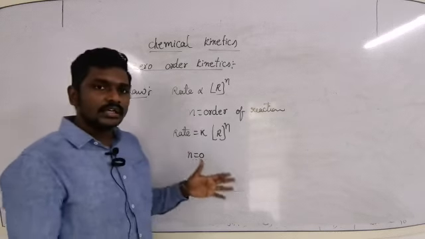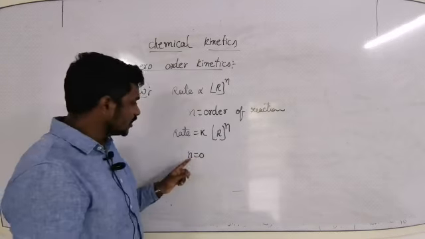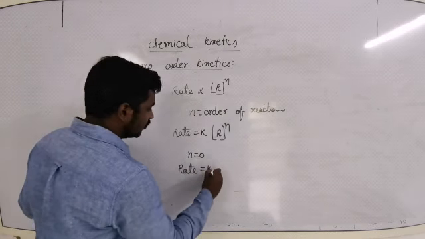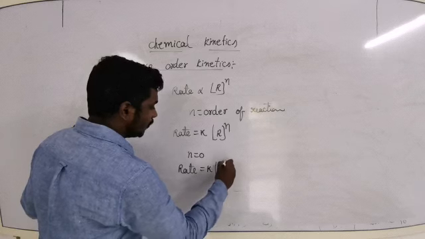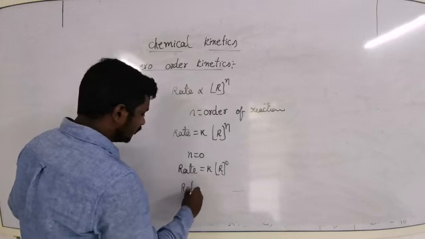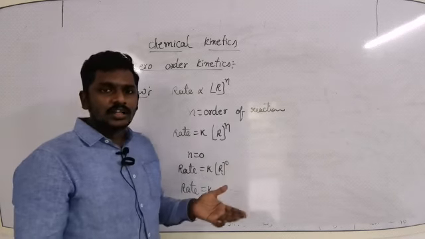Just now you said that the rate of reaction depends upon the concentration of reactant. If n is equal to 0, this equation becomes rate is equal to k into concentration of reactant whole power 0, and anything power 0 is 1. That means rate becomes equal to k, where rate of a reaction is nothing but the speed of reaction.